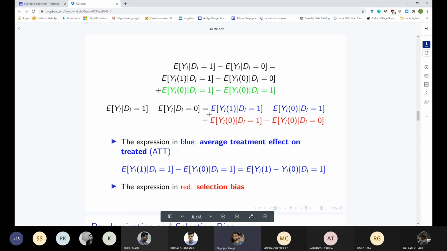And the red expression, this object, is called the selection bias. Okay. So this is the selection bias, right? Notice here these two things are the same. So it's saying the average value of the potential outcome under control for the treated group minus the average value of the potential outcome under control for the control group.